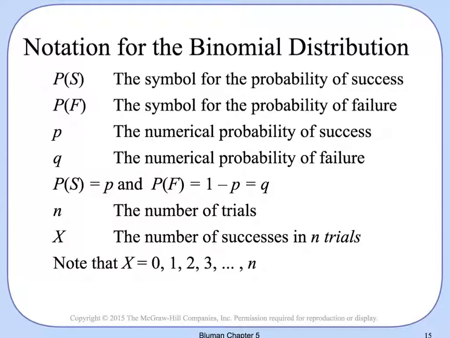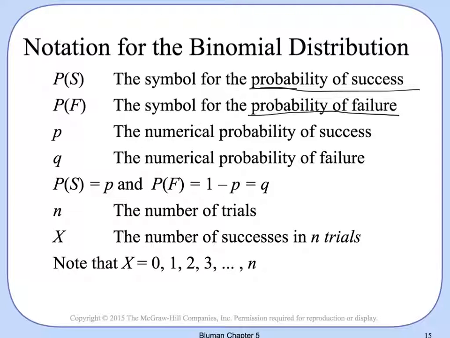Okay, these are just vocabulary words. P of S would make sense for probability of a success, right? So you'll see that, P of S. That means the probability that success is going to happen. That does not mean probability times success. That means probability of a success. P of F would be probability of a failure.